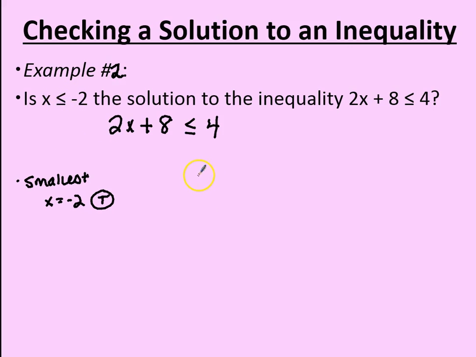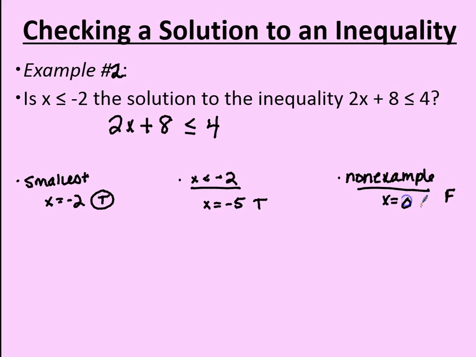Now I need to pick something less than negative 2. Let's try negative 5. And that should make it true because negative 5 is less than or equal to negative 2. And the last thing I'm going to try is a non-example, which should make it false. So I'm going to try 0. That'd be easy.